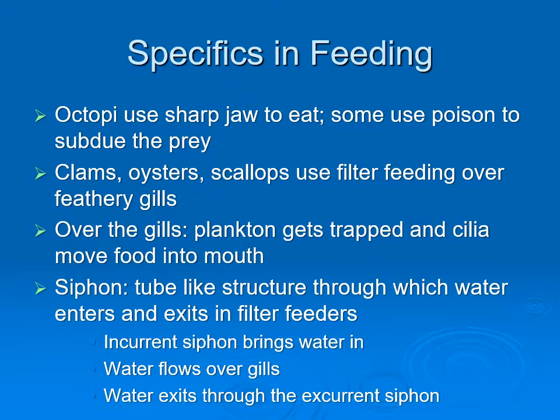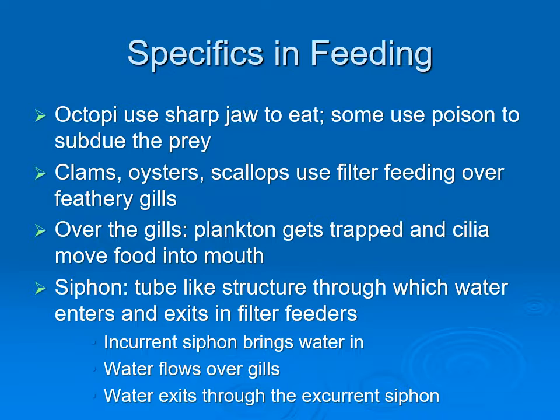Some of them are going to use poison to subdue their prey and then eat them. Clams and oysters and scallops are going to use filter feeding, where they use feathery gills, and we'll see that when we dissect a clam. Over the gills, you're going to see plankton getting trapped in this, and then there's cilia that will move the trapped plankton to the mouth.